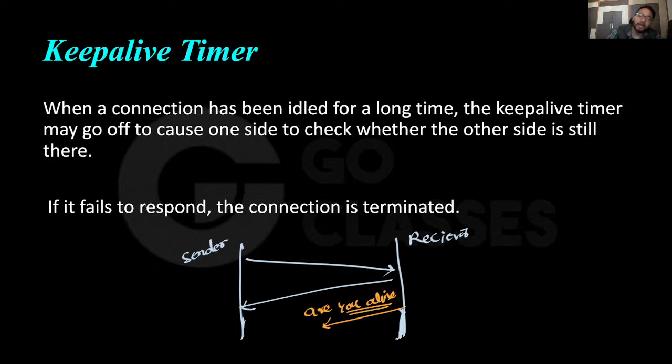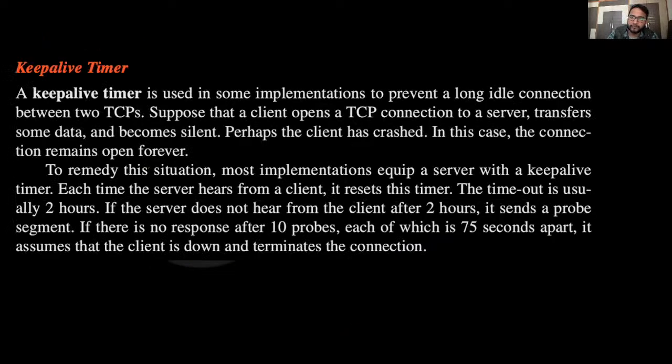Basically, after some communication, let's suppose this communication is happening, then after this packet has been received, it starts the keep alive timer. It will just ask whether you are still alive or not, right? So see here, when a connection has been idle for a long time, the keep alive timer may go off to cause one side to check whether the connection is still alive. Very normal definitions, you just need to know the definition.